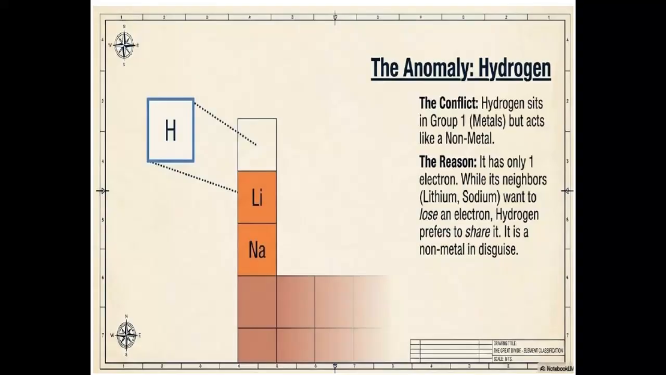Sharing of electrons is a non-metal behavior. So hydrogen, even though it's in the metal side, is considered a non-metal because of the way it behaves. There's very limited situations in which hydrogen will lose that electron. We are not going to look at those situations. So for this class, hydrogen is a non-metal.